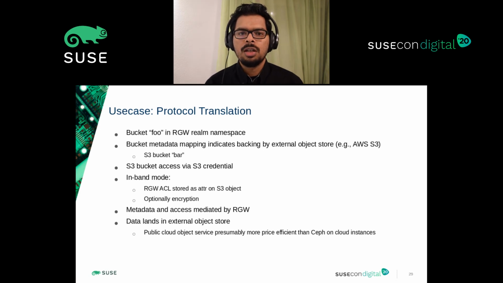So RGW would be accessing and mediating the metadata. Your organization controls how the end user uses it, and it's only via the RGW. But the data is also landing in a public cloud. Another aspect to note is that if you want to run Ceph in a public cloud, it would be more expensive than just using the S3 service of a public cloud for storage. So in that scenario, you can break out to a public cloud where you're using the public cloud's S3 API, but mediating access via RGW.